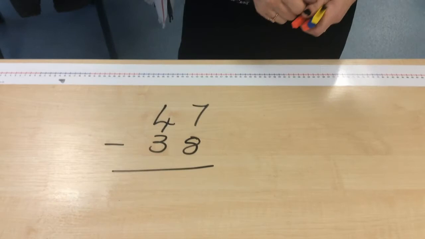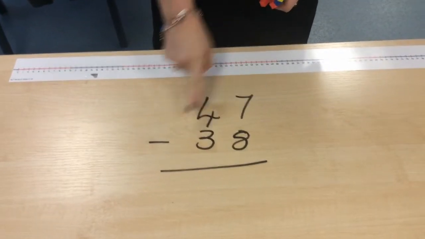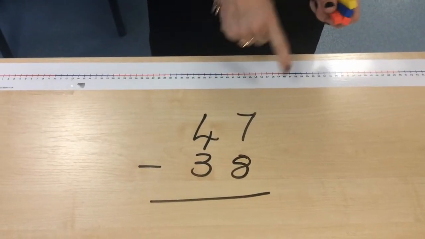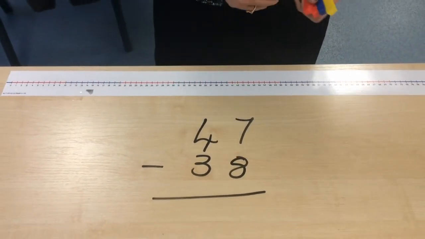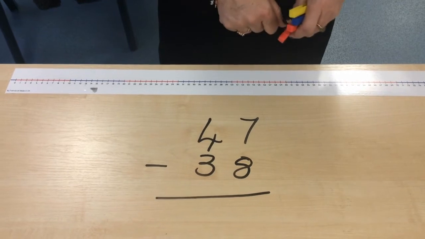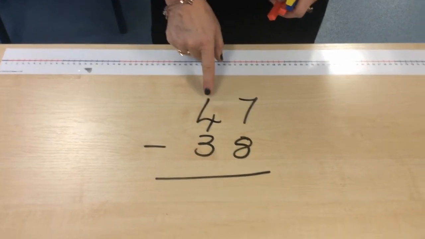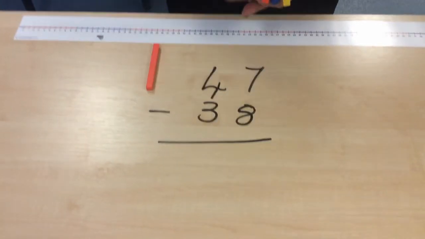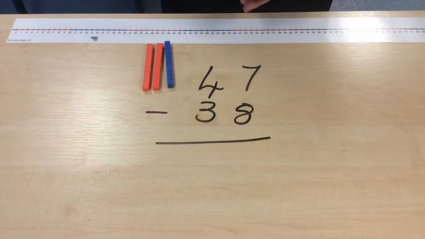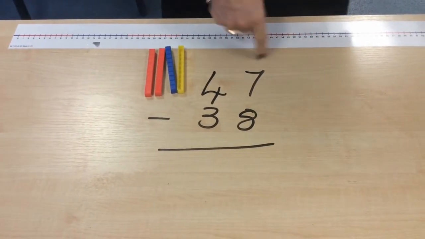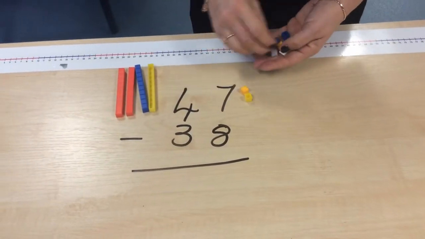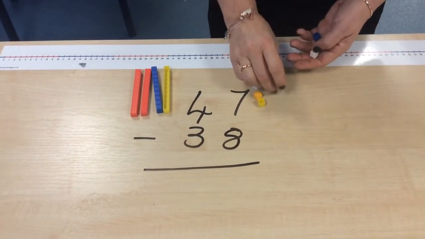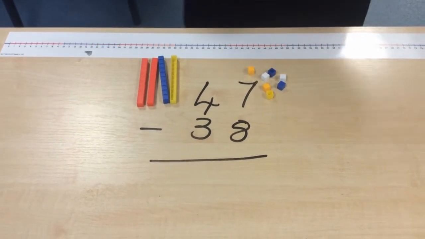Okay, let me show you this one again. 47 take away 38, top down. 7 take away 8, bit of a hard one that. So let's do some exchanging. 47, I'm going to make it 10, 20, 30, 40, and 7. 1, 2, 3, 4, 5, 6, 7.